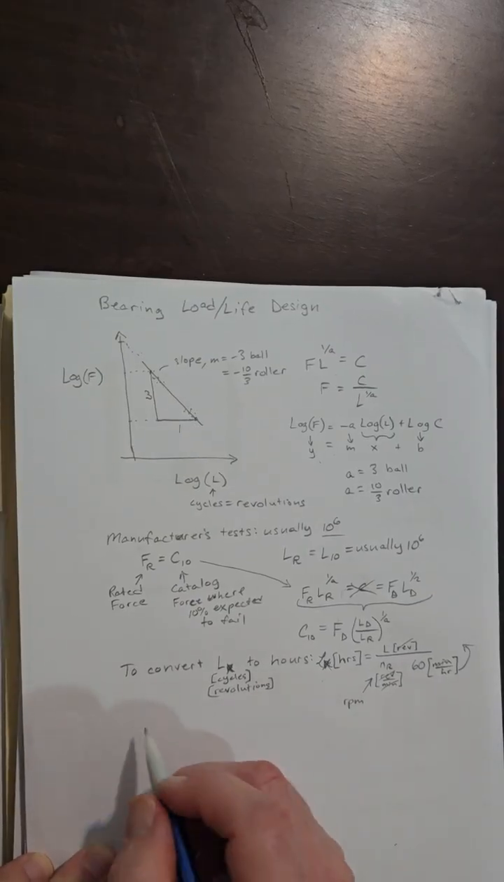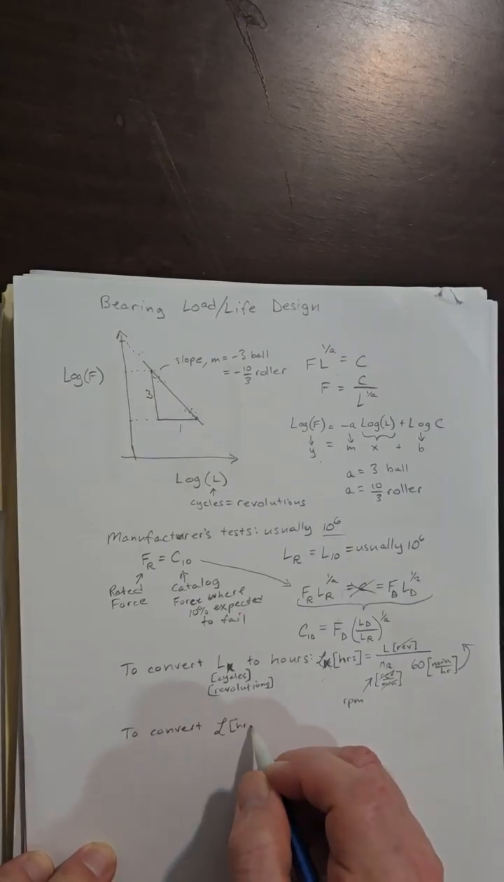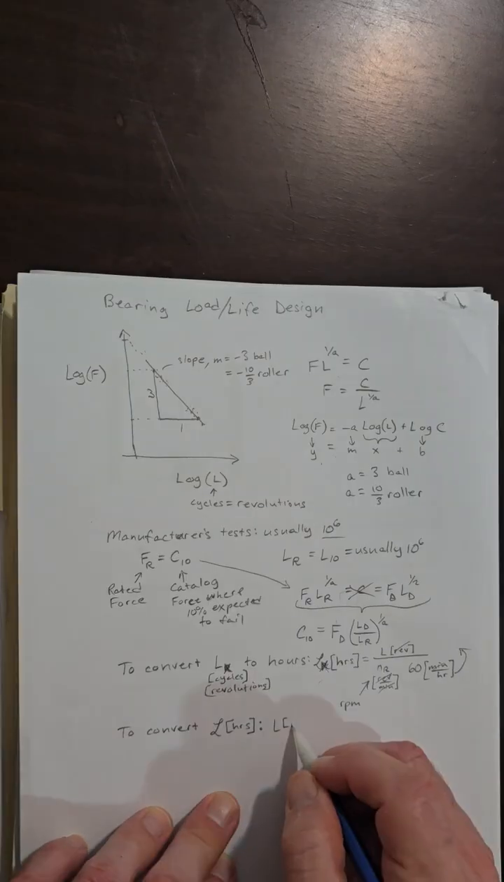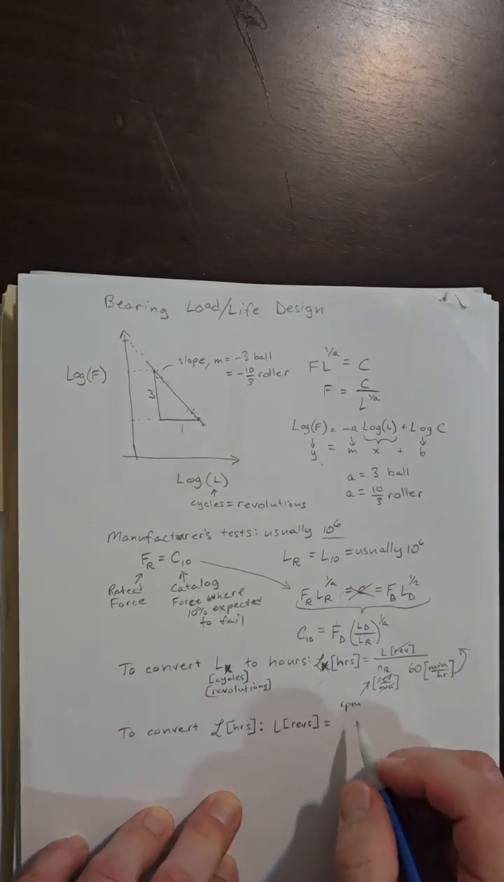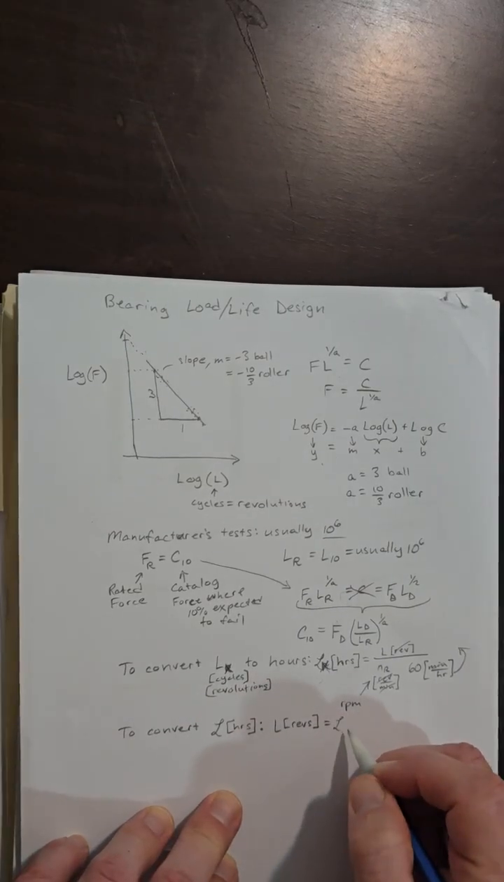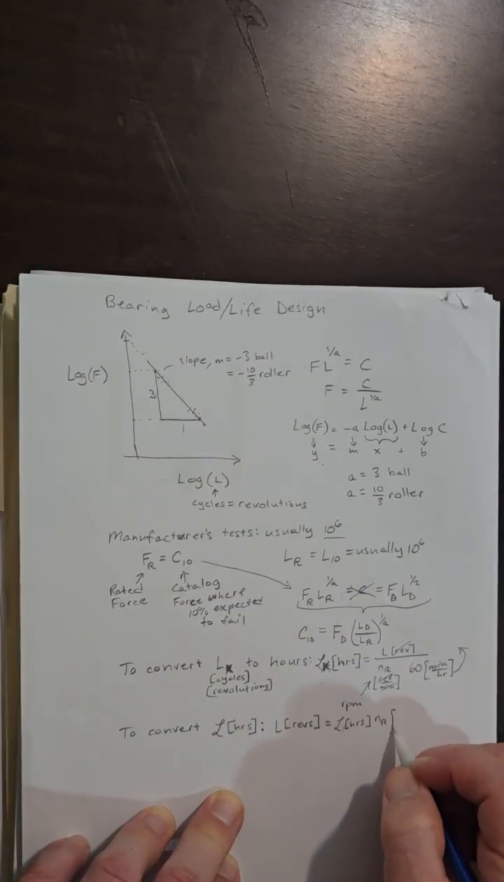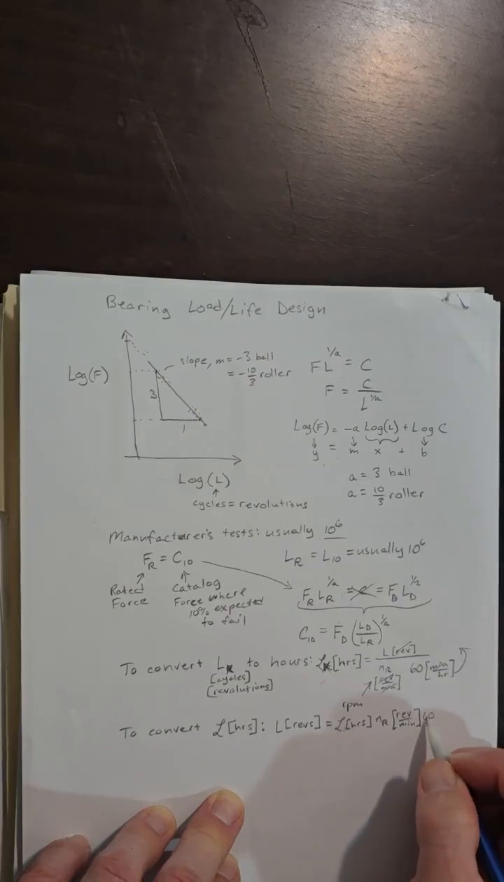To go the opposite way, to convert life in hours back to life in cycles or revolutions: L equals script L, which is in hours, times N sub R, which is RPM, revolutions per minute, times 60, which is the conversion from minutes.